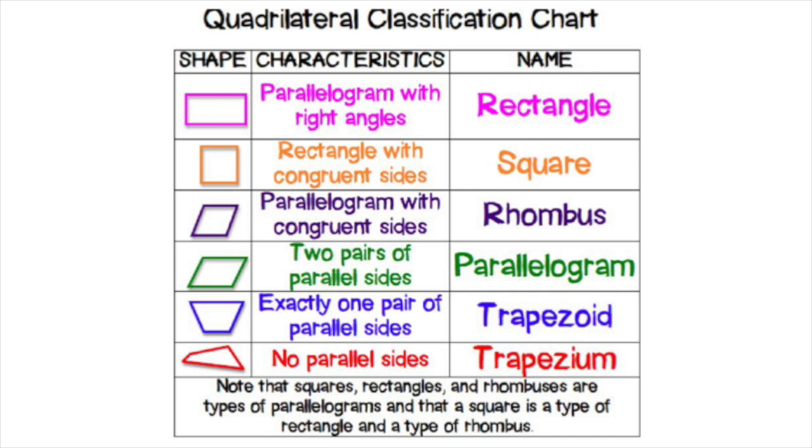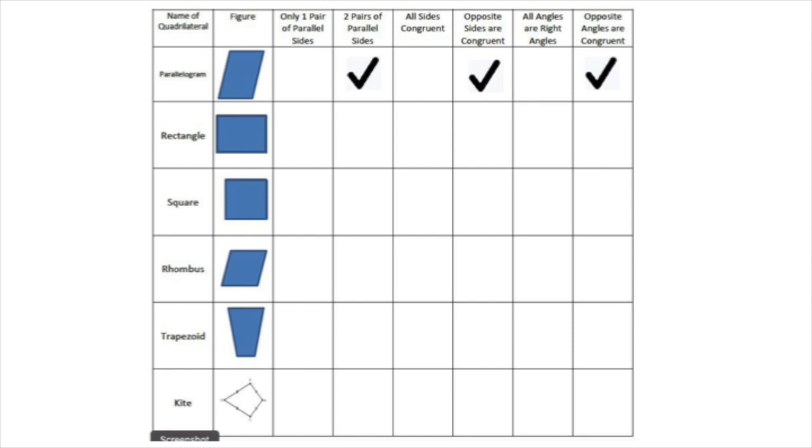A trapezoid is unique because it only has one pair of parallel sides. To check your understanding, press the pause button and complete this table. The answer key follows.